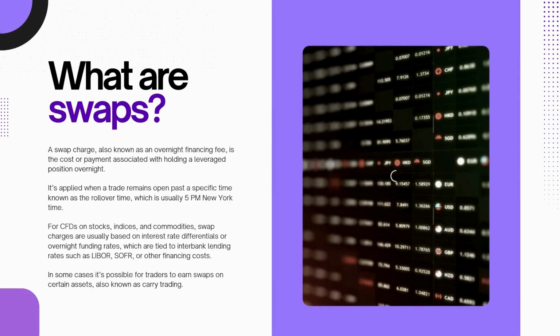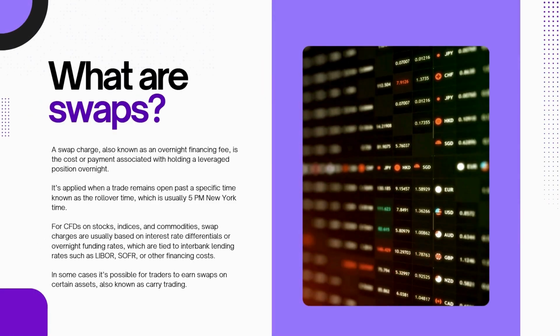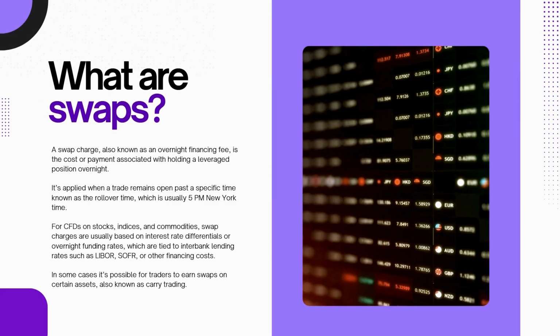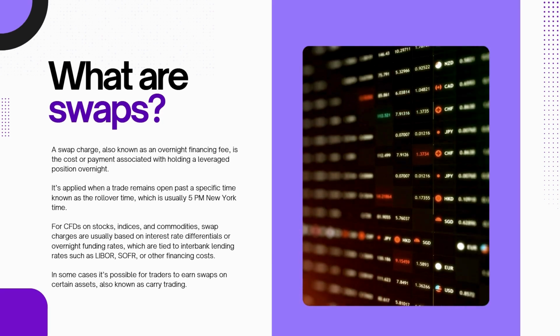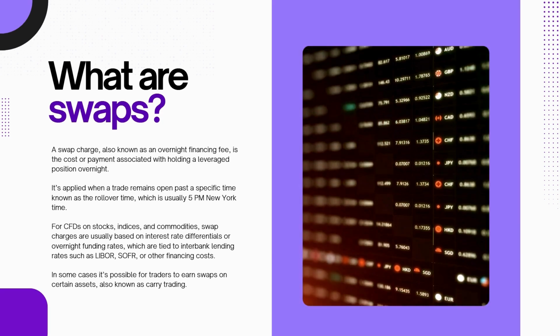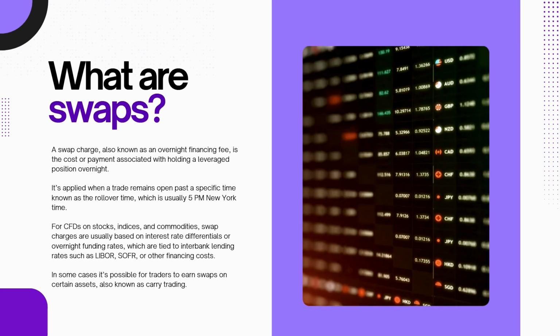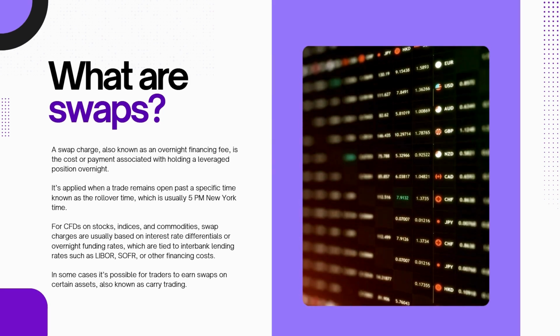So what exactly is swap charges? A swap charge is also known as an overnight financing fee. It's the cost or payment associated with holding a CFD contract or leverage trade overnight. Now, the swap charge is usually applied at the rollover time, which is usually around 5 p.m. New York time.